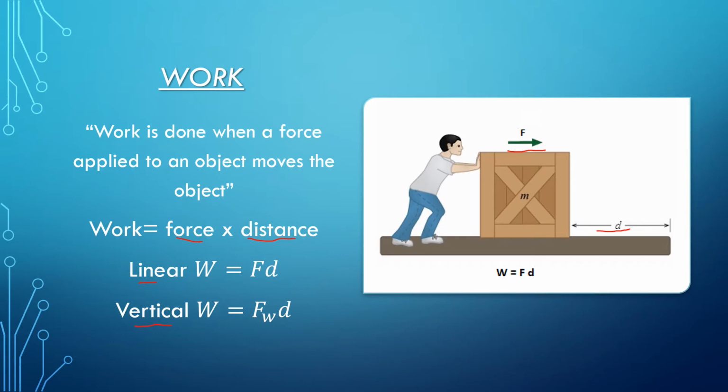For vertical, the force we're looking at is going to be the weight force, because when you pick something up vertically off the ground, what's affecting that object is gravity. So that's why we're looking at the weight force here. And then you're also going to be looking at the distance. How high was that object lifted? How far?